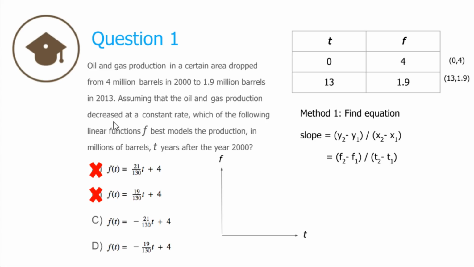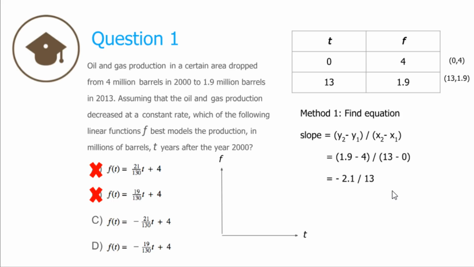We probably could have even inferred that from the question stem. Oil and gas production decreased at a constant rate, which means that a positive slope is not going to work here. So even without doing any math, we can eliminate A and B. And if we had to guess at this point, we'd have a 50% chance. But we can go ahead and do the actual math and plug in 1.9 minus 4 over 13 minus 0, which gives us negative 2.1 over 13.